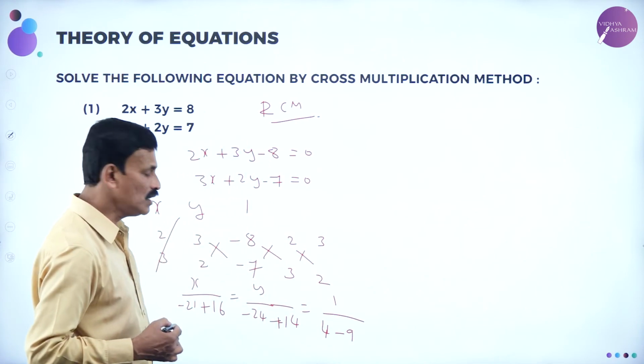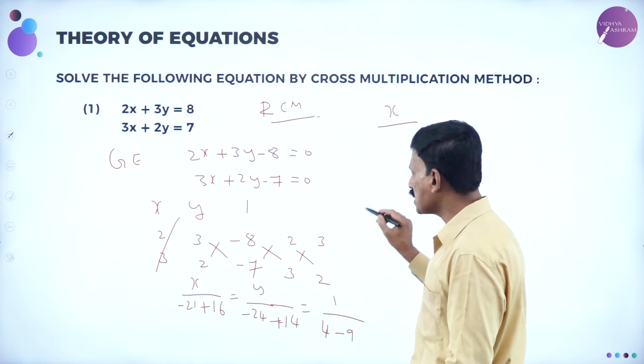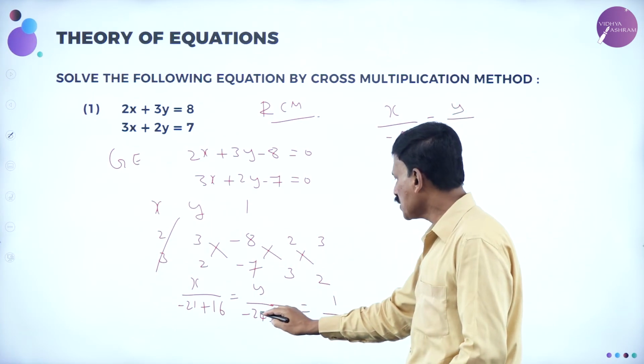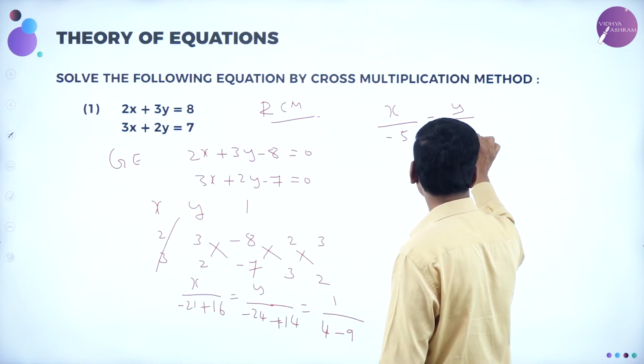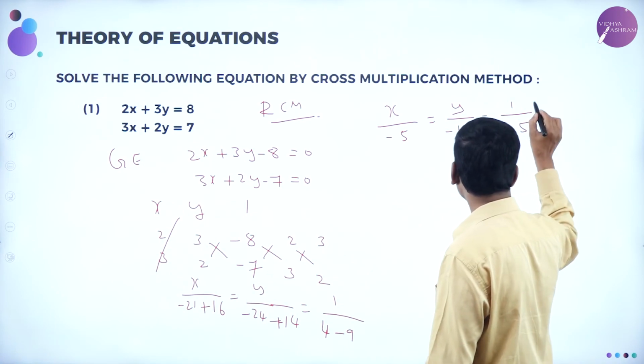Okay. Now, what will we get? That is x divided by minus 24 plus 16 is minus 5. y divided by minus 24 plus 14 is minus 10, and 1 divided by 4 minus 9 is minus 5.